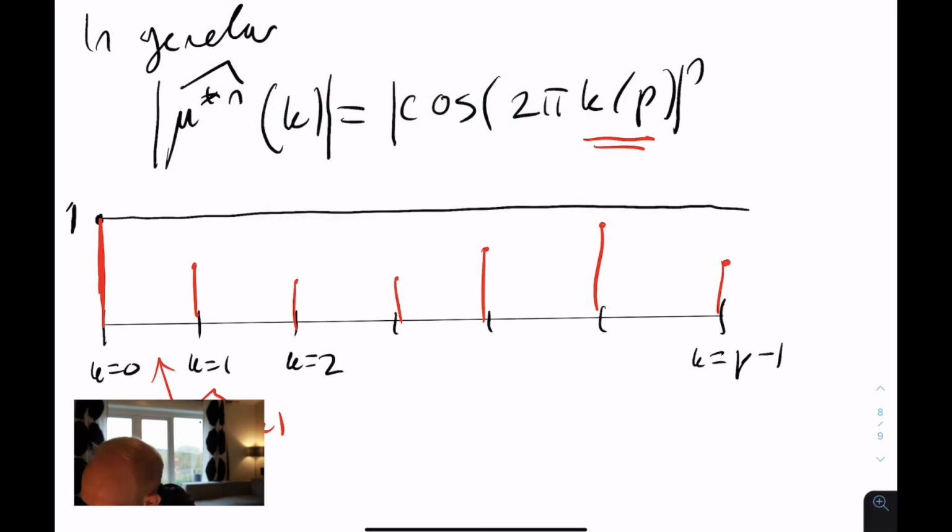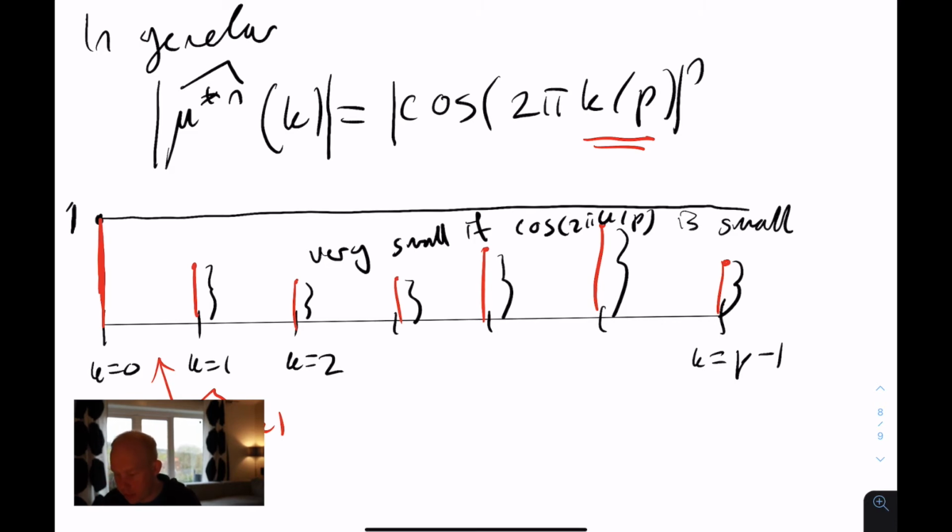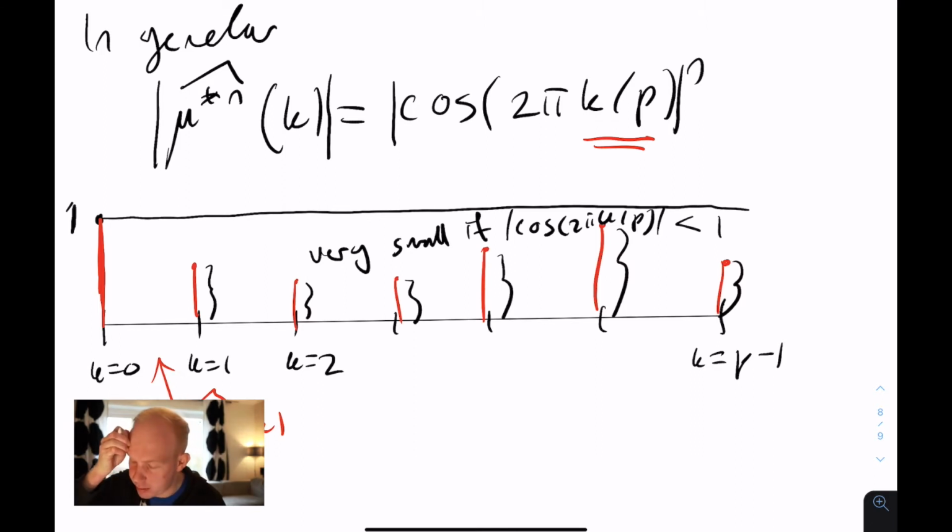But the important thing here is that there's this power n. You can see that some of the lengths are getting really small, if this cosine of 2 pi k over p is small. If the absolute value is not equal to 1, but just less than 1, then these will get exponentially small. They get very small very fast when n goes to infinity, because it's an exponential sequence.